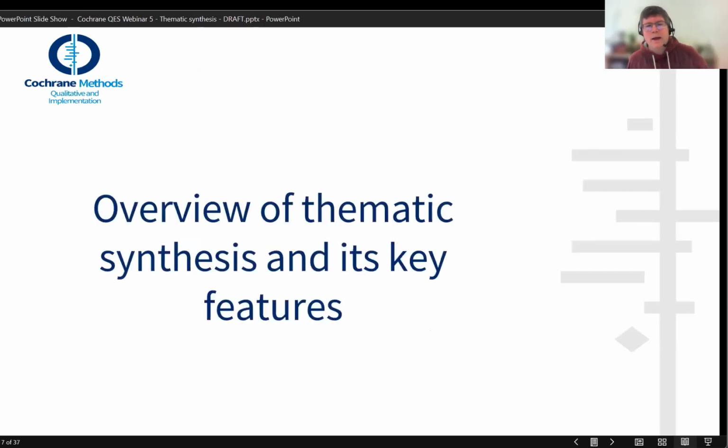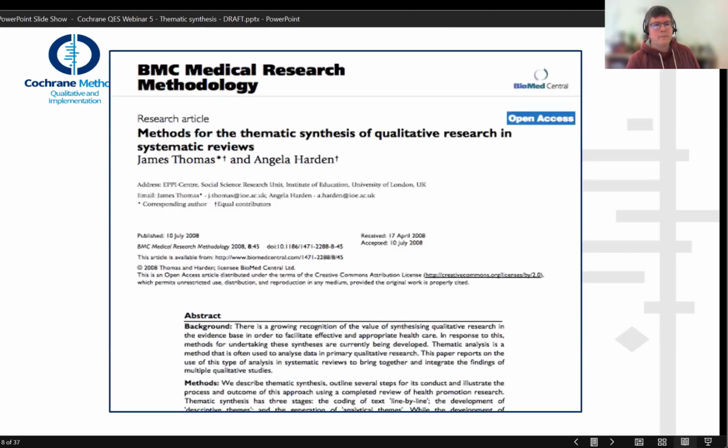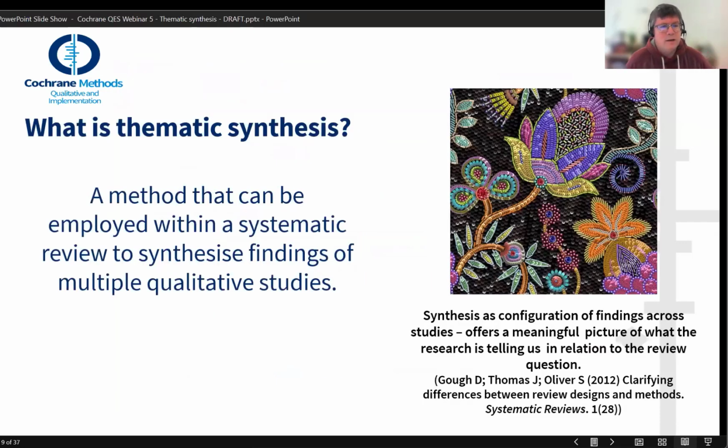So I'm going to talk a little bit about some of the key features of thematic synthesis now. A lot of this is based on a paper that Angela and I wrote, which was published in 2008, so I actually wrote it a few years before that, where we set out some of the methods which we'd developed as part of a series of systematic reviews looking at children's obesity and young people. So that's the context within which we developed some of the ideas for the method. And that's an open access paper you can download if you like.